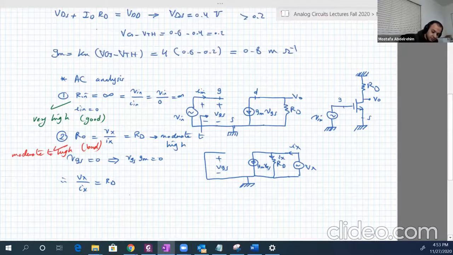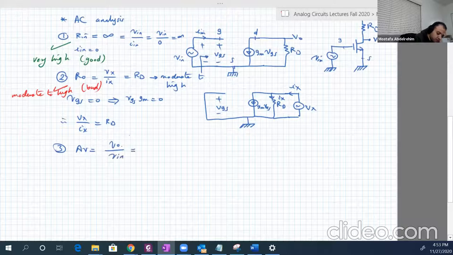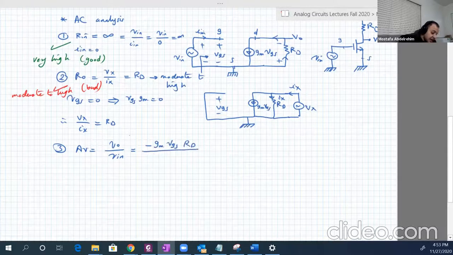Number three is the AV. AV is just equal to VO over V input. If we look here, the current that flows in RD is just gm VGS, but this will make a voltage drop, positive at the ground and negative at VO. So VO is minus gm VGS RD. And the V input is just equal to VGS. Same terminals, so this will go with this.